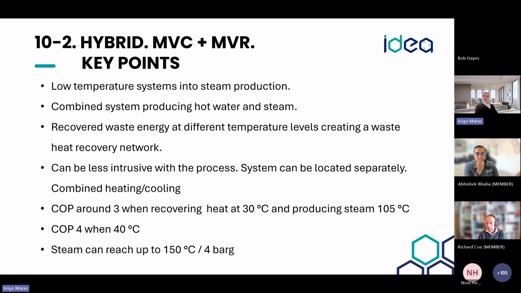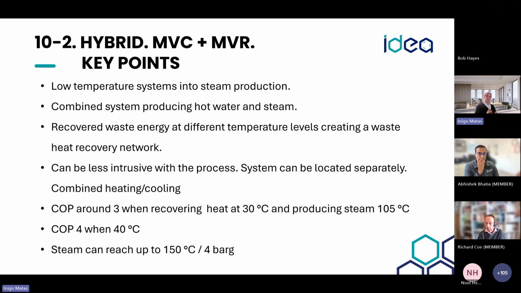Okay, so again, what is the advantage? I think they really help in steam production with very good efficiency. We can go from as low as 30 degrees into steam production. The COP is quite good, I would say, for that range. For steam at something like 105 degrees, the COP will be around 3. If the heat is available not at 30 but even at 40 degrees, it will be a higher COP of 4.